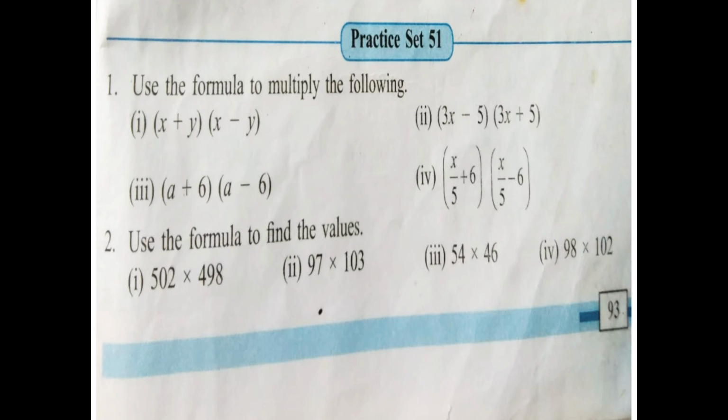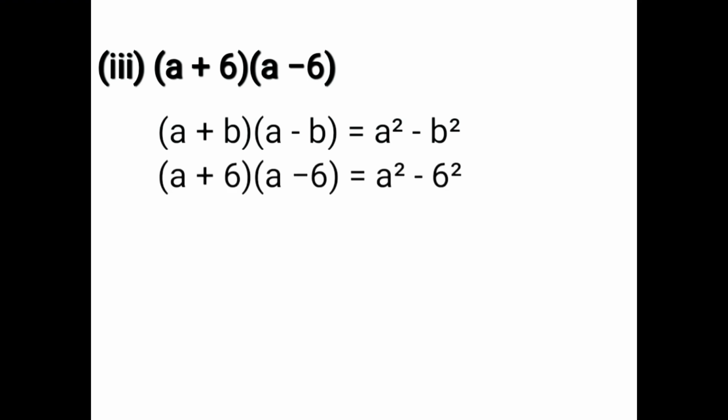Next, (a + 6)(a - 6). (a + b)(a - b) is equal to a² - b². (a + 6)(a - 6) is equal to a² - 6². Now solve this one. The square of the variable remains the same and you have to square only the number. That is equal to a² - 36. 6 squared is 6 sixes are 36. So this is the final answer. a² - 36 is the final answer.